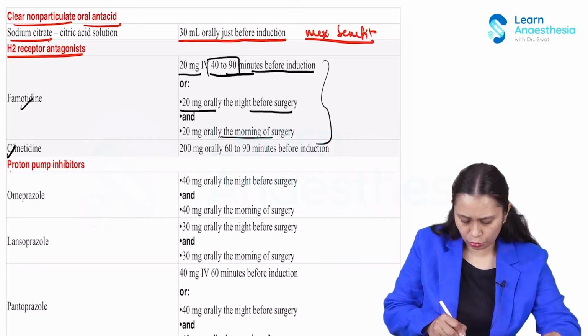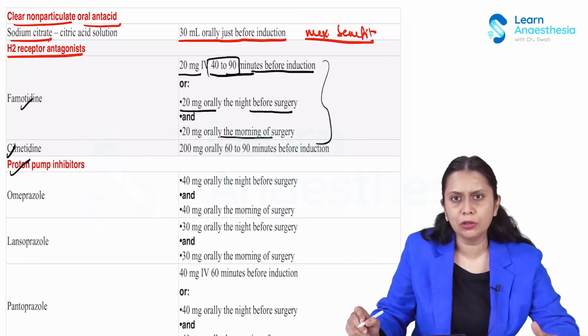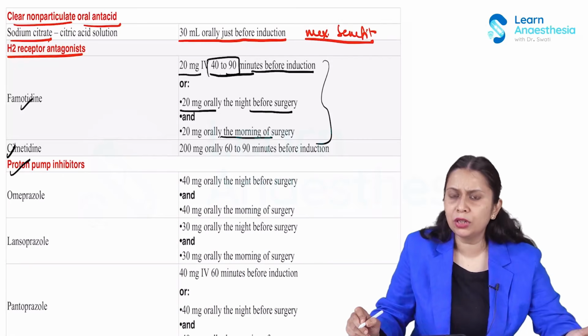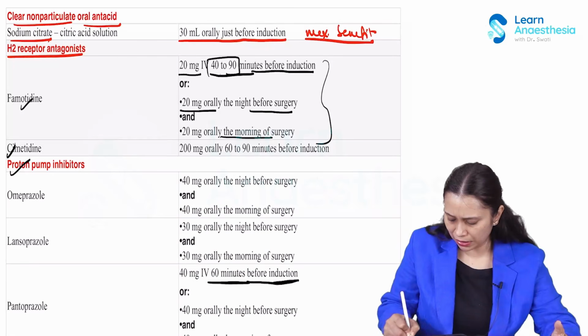Then patient on proton pump inhibitors. Again, 2 oral doses will give maximum benefit, one the night before surgery and one on the morning of the surgery. And if the patient has forgotten to take his oral dose, then I can give IV, and the IV should be timed 60 minutes prior to surgery, 60 minutes prior to induction.